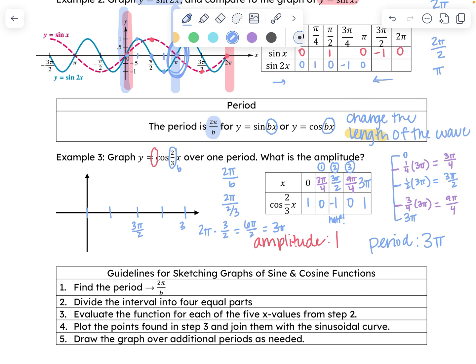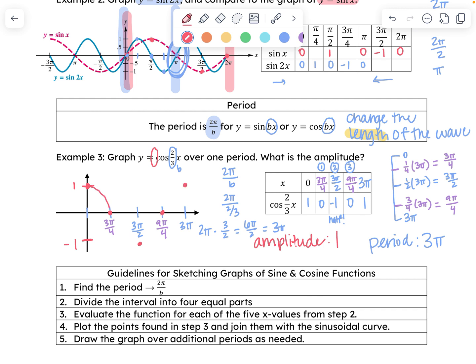This is my 3 pi. I'm going to say this one is my 3 pi over 4. This one is my 9 pi over 4. And then remember, we said our amplitude was 1. That means I'm going to go up to a positive 1 and down to a negative 1. Now remember, the cosine graph does start up at 1, whereas the sine graph starts at the origin, 0, 0. So 1, 0, negative 1, 0, 1.